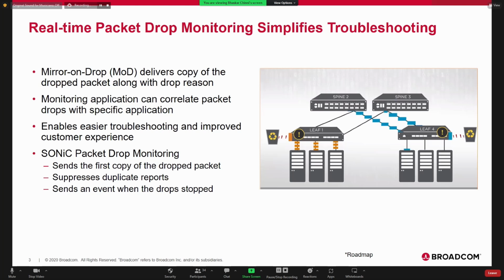And the user can configure an interval, let's say 5 seconds, and if no packets are dropped for 5 seconds for the same drop reason, then it is considered that the drops have stopped, and a notification goes out to the collector. That means the collector is getting, in real time, the exact information on why the packets dropped and who got affected, without bombarding the collector and the network.